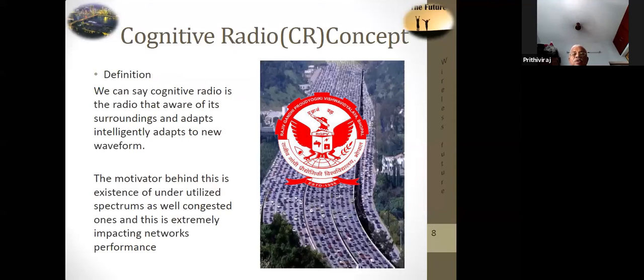Yeah. So with that background, look at this wonderful diagram. You will never forget this. Okay. So the cognitive radio concept, what does it say? We can say the cognitive radio is the radio that is aware of its surroundings and adapts intelligently to the new waveform. That means cognitive radio is sensitive to the environment under which it is existing.